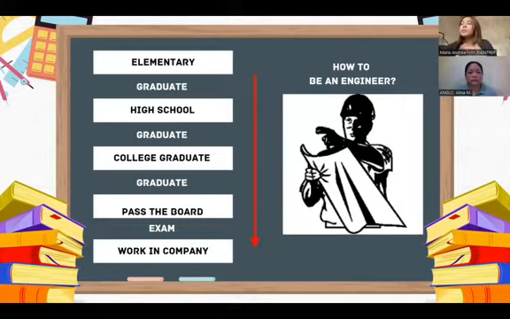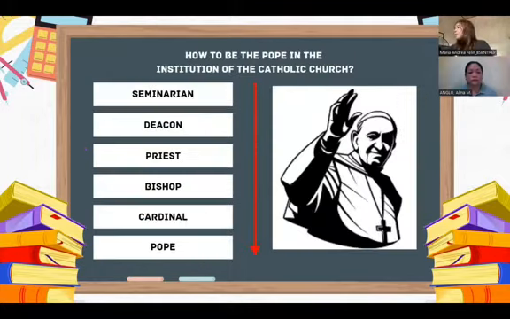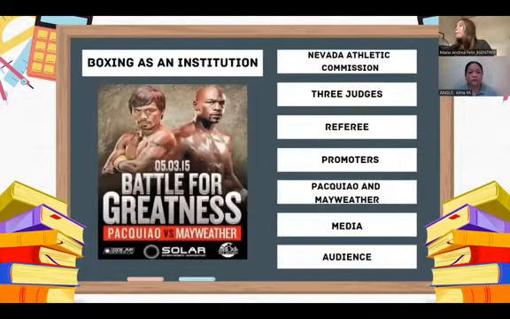So we will be discussing how to be an engineer. On how to be an engineer, you need to study from elementary, graduate high school, then graduate college, pass the board exam, and then work in a company. How about on how to become a pro in the institution of the Catholic Church? You need first to be a seminarian, a deacon, priest, bishop, cardinal, and then pope.